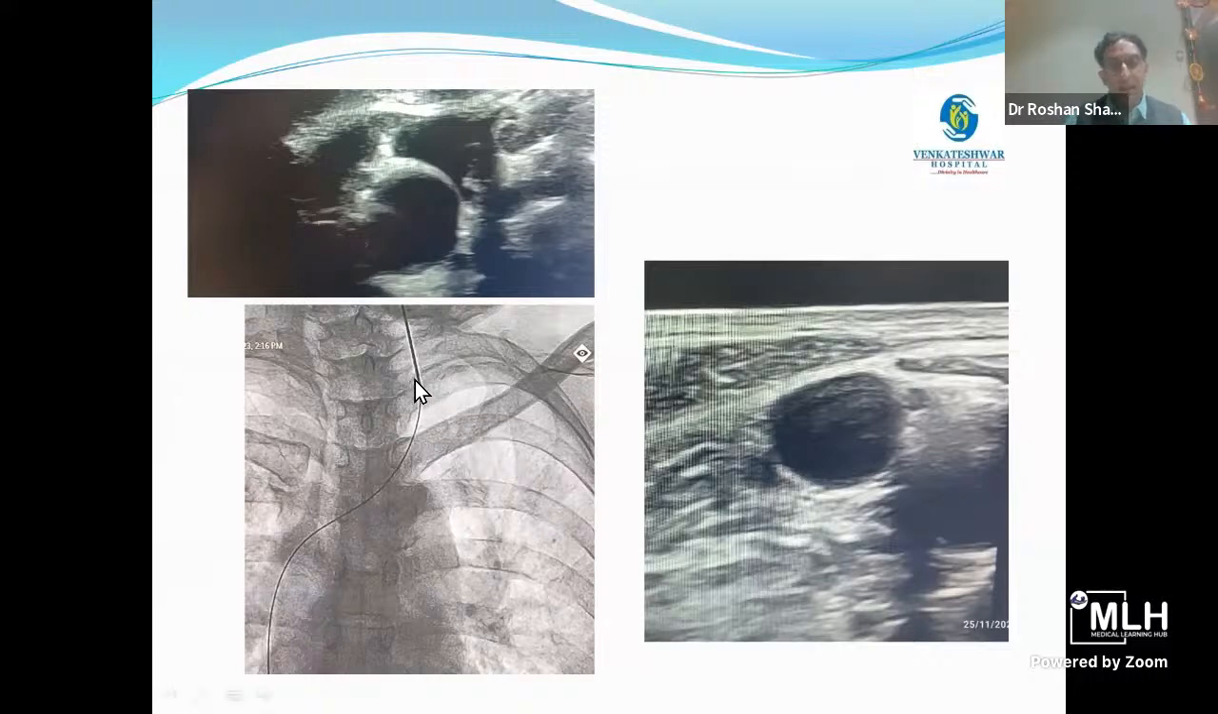In the cath lab, after local anesthesia and the puncture, we pass the guide wire through the puncture needle. Through the right atrium and right ventricle, the guide wire goes to the IVC. So it's a safe access, and the procedure was performed nicely without any complications.